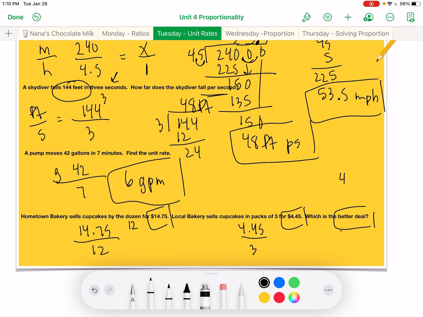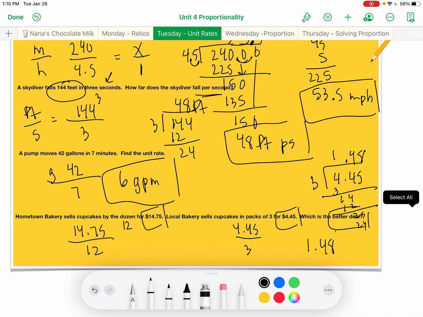So let's divide $4.45 by 3. 3 will go into 14 4 times, 3 will go into 25 8 times. So $1.48 roughly. We rounded to the nearest hundredth. Okay. I'm going to change colors because I want y'all to be able to see it. I'm going to come over here and do it right here.